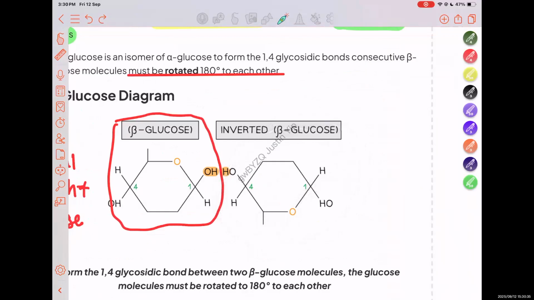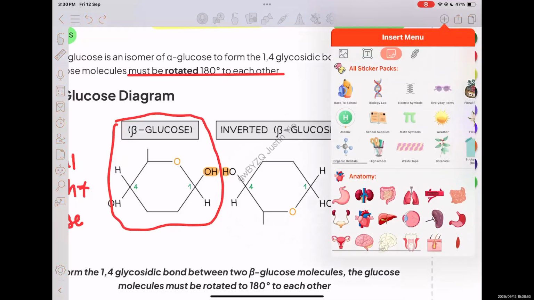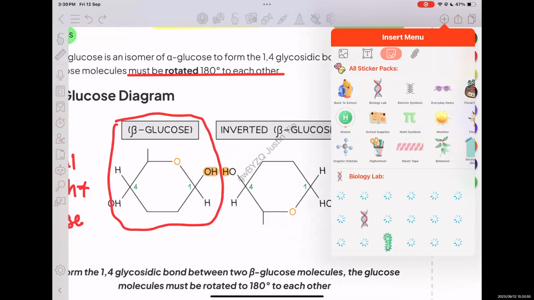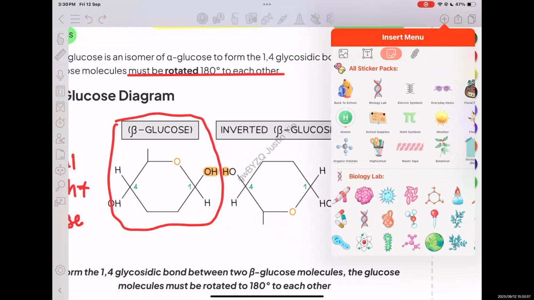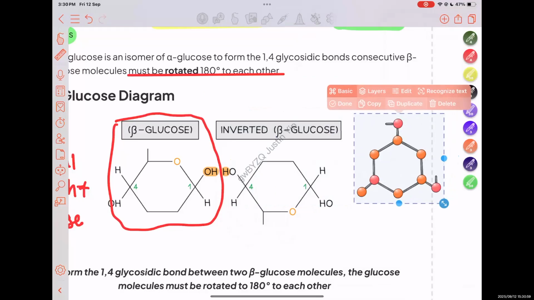Okay, imagine they rotate 180. In mathematics, you learn the plane, right? The plane is like they turn the whole thing. So for example, I put one thing, maybe I put one sticker.